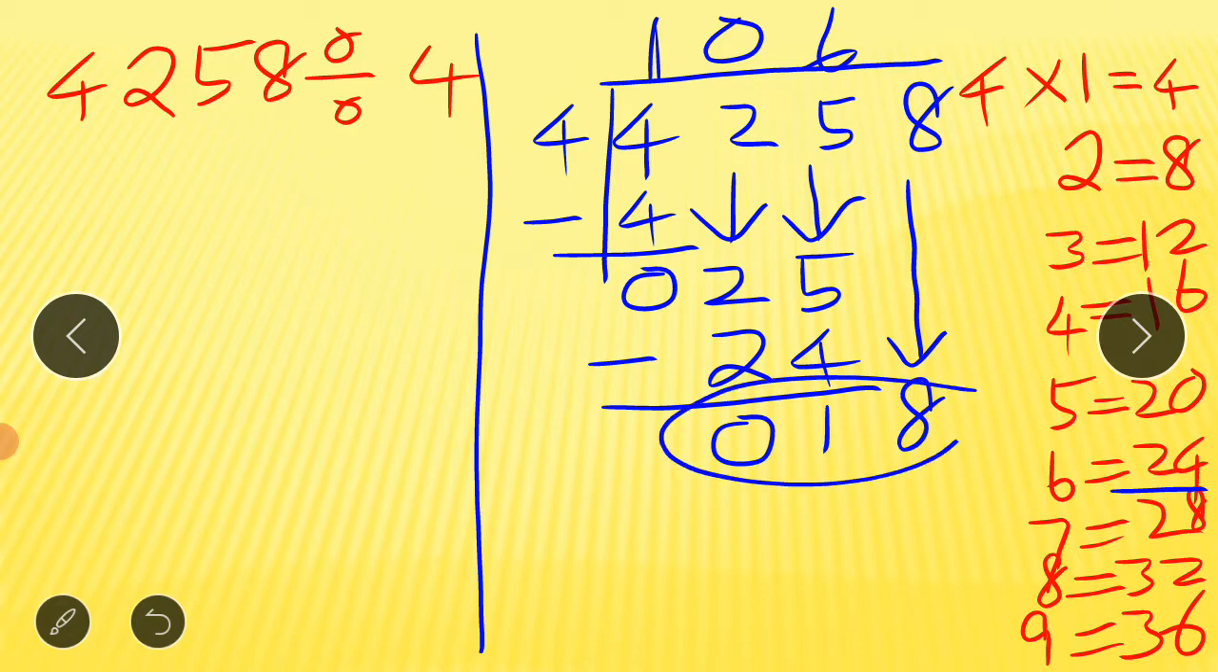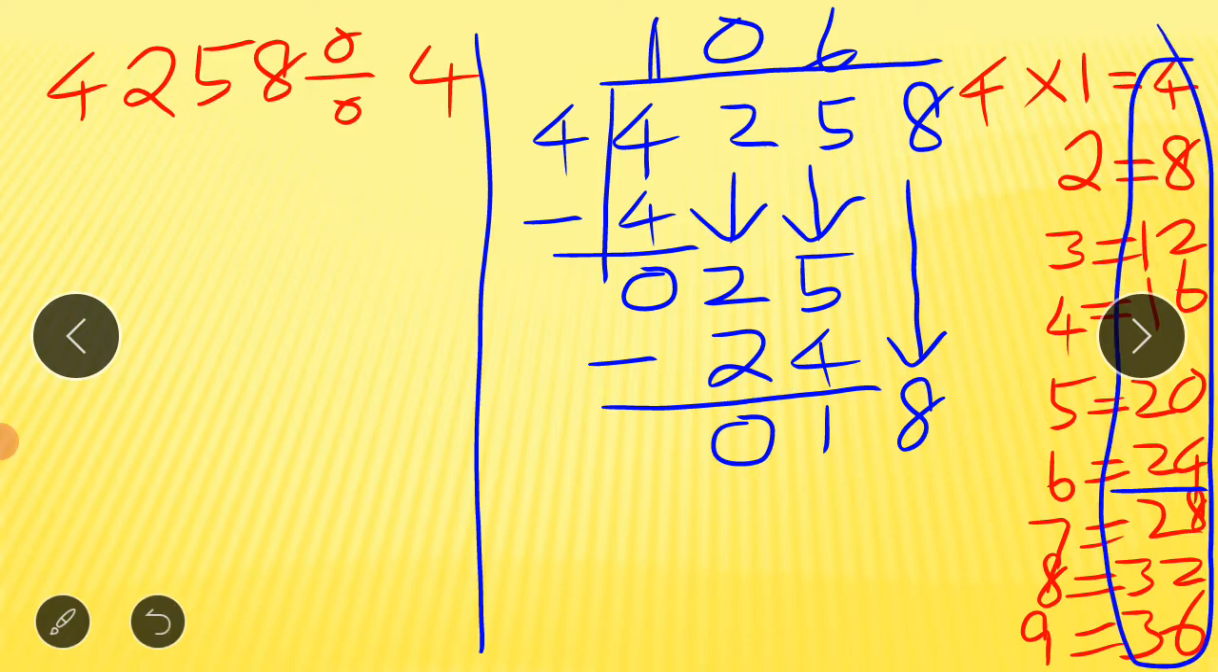Now we get a fresh number. Whenever you bring down the digit beside the remainder, it becomes a fresh number. 0, 1, 8, we call it 18. So the fresh number 18 is to be checked in the product column. Is there 18? No. So we need to see just smaller than 18.